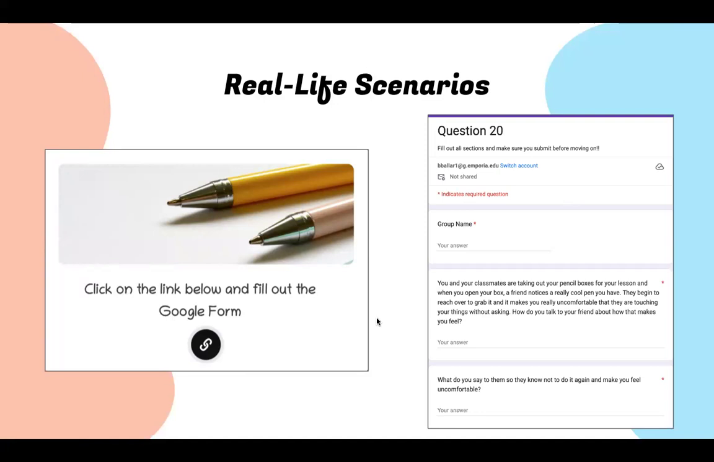And then one person, probably the one whose turn it is, they'll type in their answer that they talked about. And then however many questions there are, they'll fill them all out, and then they will submit the Google form.